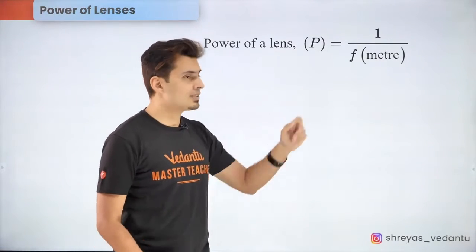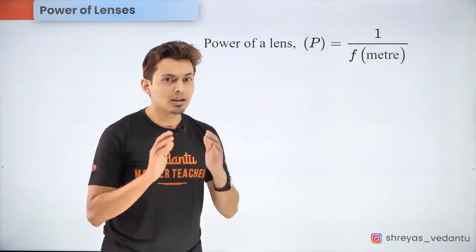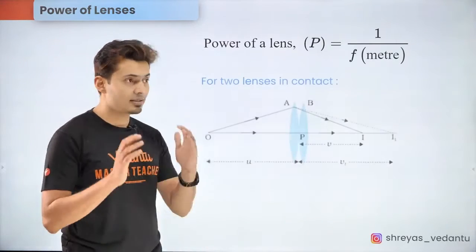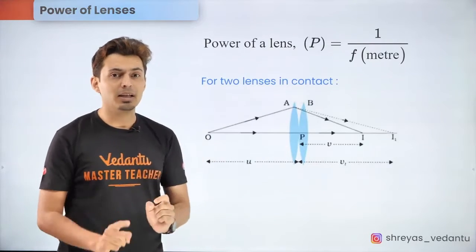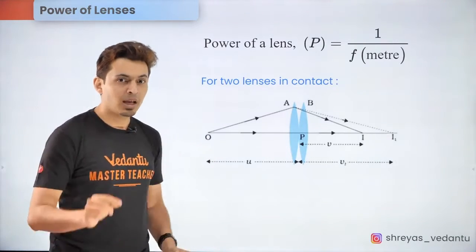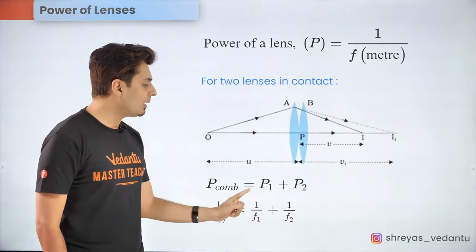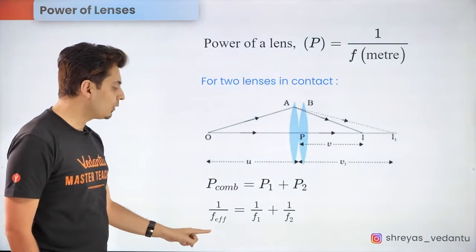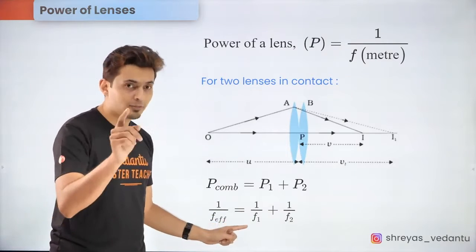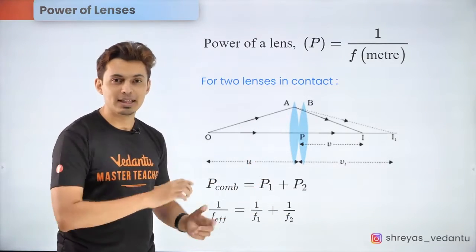Notice again the negative sign is missing in case of the lens, and it's 1 by the focal length of the lens. Now, when you have more than one lens combined together and both the lenses are thin, you can always combine them into one effective lens. And the power of the effective lens is just the simple addition of the power of the individual lenses. Hence, 1 upon the effective focal length is 1 upon f1 plus 1 upon f2, where f1 and f2 are the focal lengths of the individual lenses.